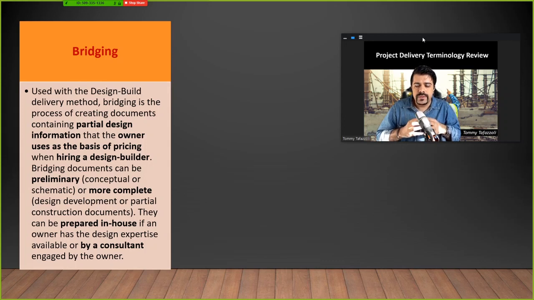So it's an initial document. Obviously, it does not provide a lot of information about the design, and it could be prepared by the owner in-house, or for more complicated projects, the owner may even hire a consultant to prepare a bridging document and then deliver them to the design builder.